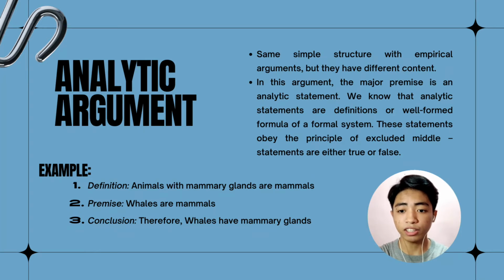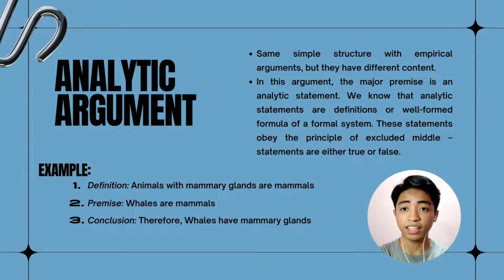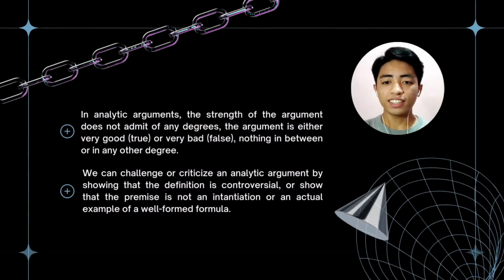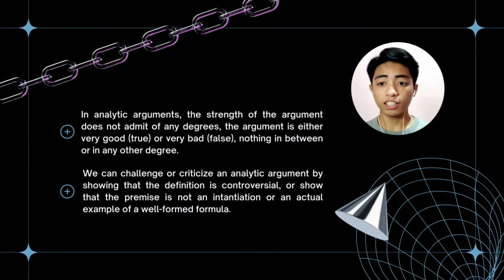Unlike in empirical arguments, we can modify the argument by adding evidence to strengthen the claim. But we cannot do the same with analytic statements. It could only be either proven or not, and nothing in between. In analytic arguments, the strength of the argument does not admit of any degrees. The argument is either very good or true, or very bad or false. Nothing in between or in any other degree.